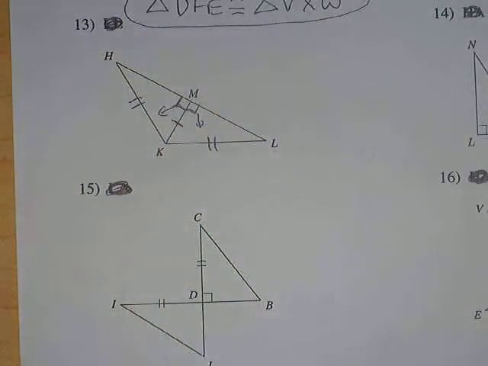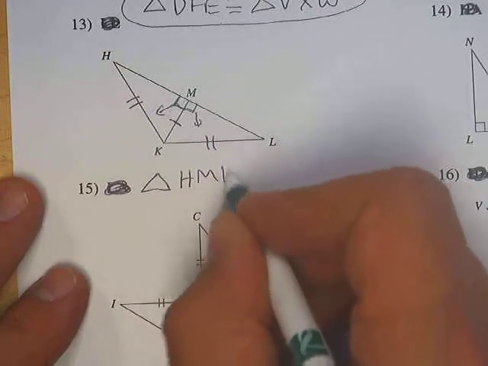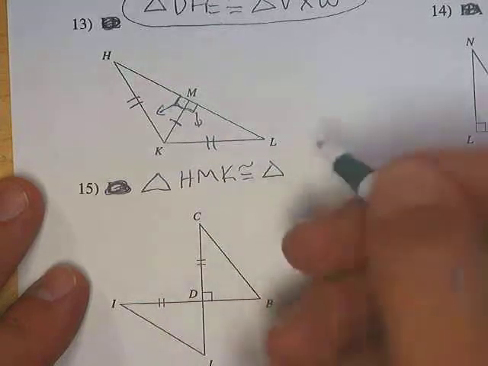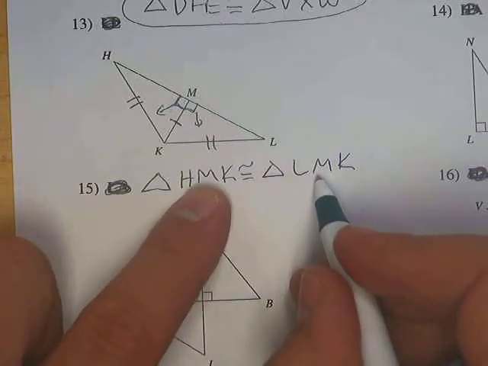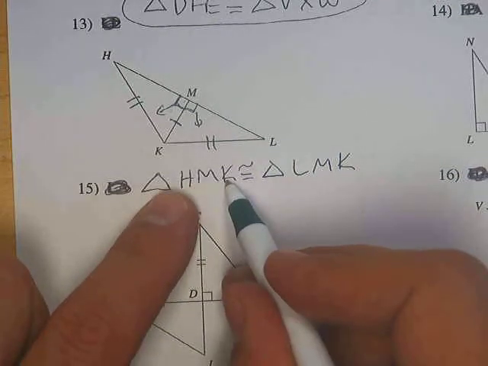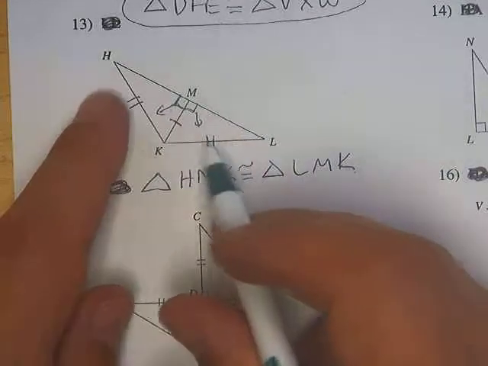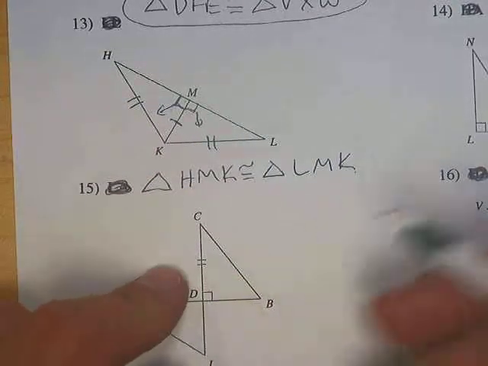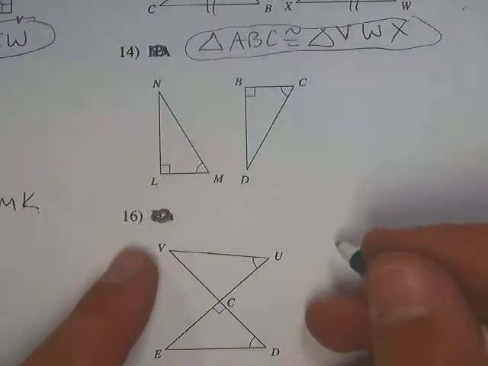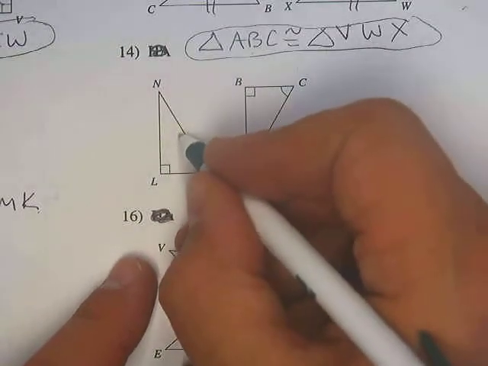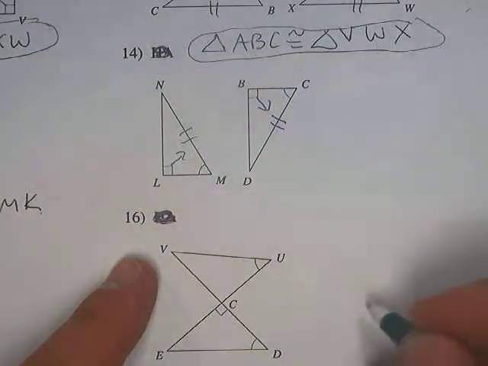Let's look at number 13. These are both right angles. Share a side in the middle. But in order to be HL, hypotenuses must be congruent. So triangle congruent statement for this one would be triangle HMK is congruent to triangle LMK. M's work out. HK, our first and last over here, KL are first and last over here. They both have congruent marks there.